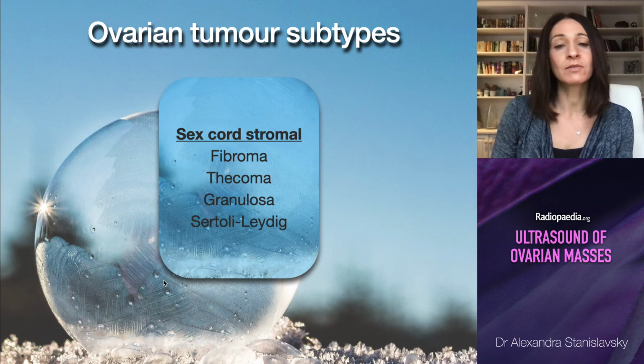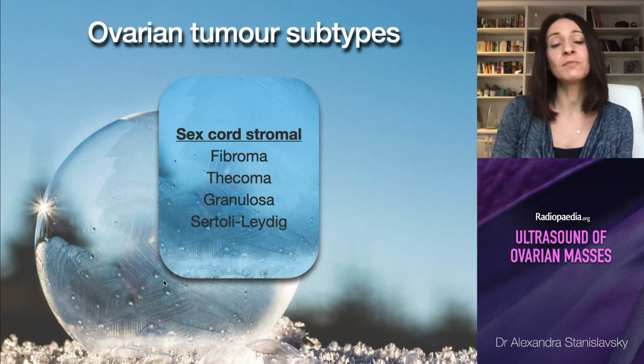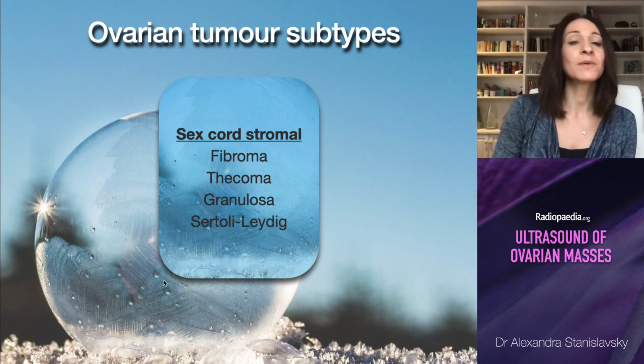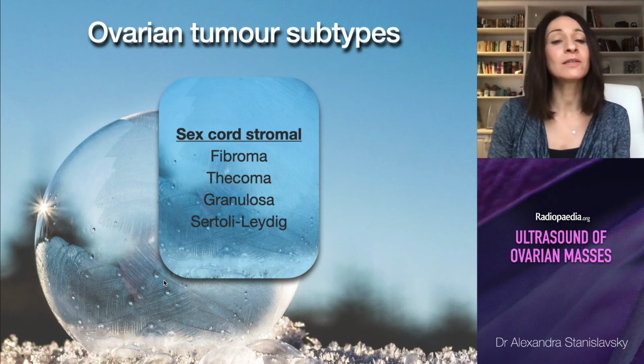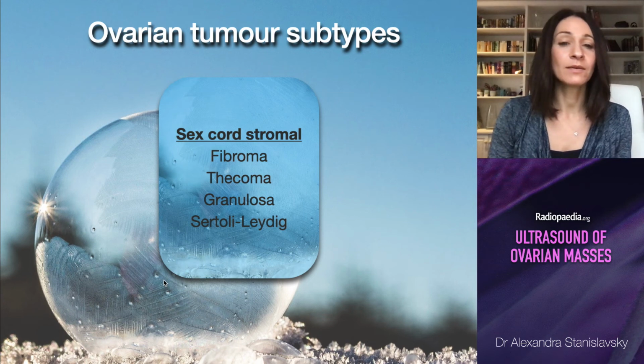Thecoma and granulosa cell tumors both secrete estrogen. And therefore they will be associated potentially with endometrial thickening. So another reminder, we talked about that with the endometrioid, but another reminder with thecoma and granulosa cell tumors, that they can be associated with endometrial abnormalities.